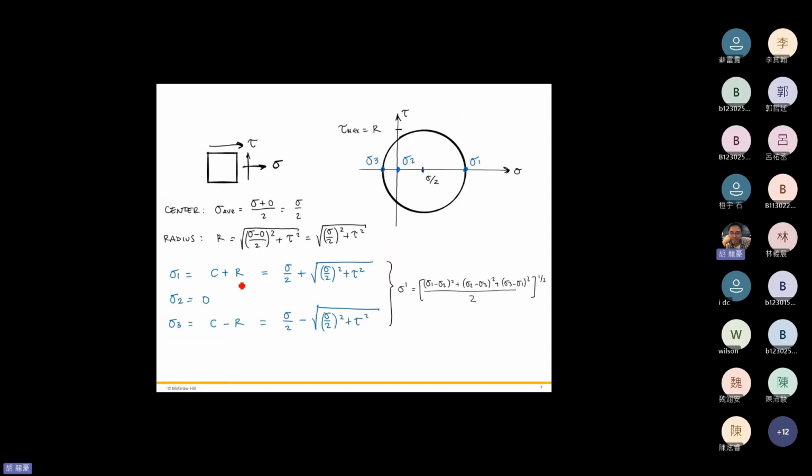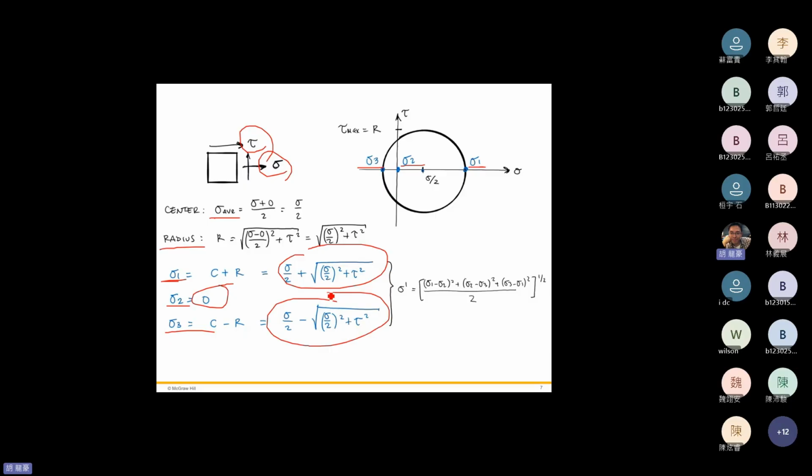We can combine those stresses into a single normal stress and shear stress, and we plot the Mohr circle. The center equals the average stress, and we can figure out the radius of the Mohr circle, and then we can figure out the principal stresses. From the engineering definition of principal stresses, sigma 1 has to be greater than sigma 2, which has to be greater than sigma 3. Therefore, we can define sigma 1, sigma 2, and sigma 3.